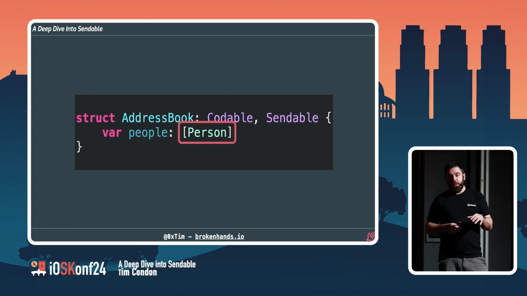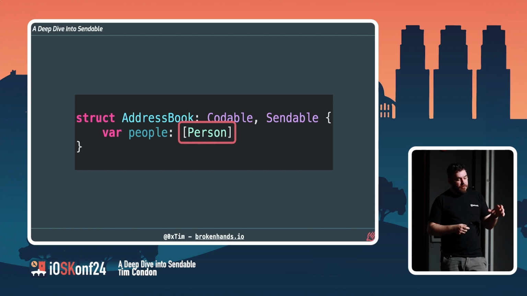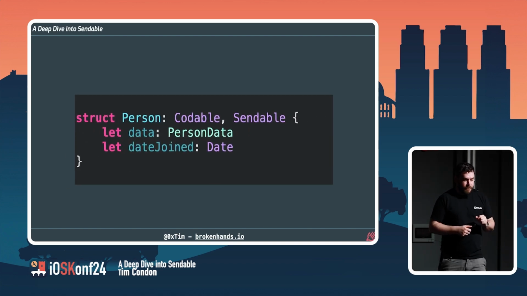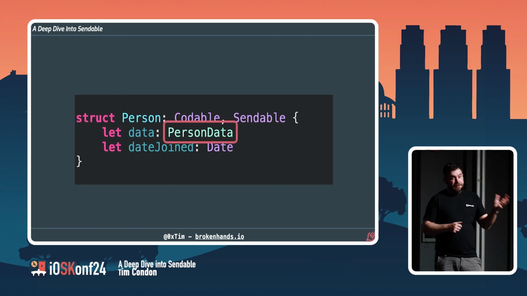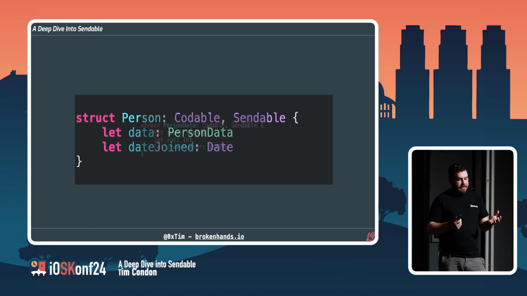Now, array is in the standard library, and that is sendable as long as the things inside it are also sendable. So the compiler will go through and look at person. Now, person is also sendable, so this is good, and it contains two properties. It contains the date joined, which is a date, and this is part of Foundation, which is marked as sendable, so that's good, and person data. So we have a look at person data.